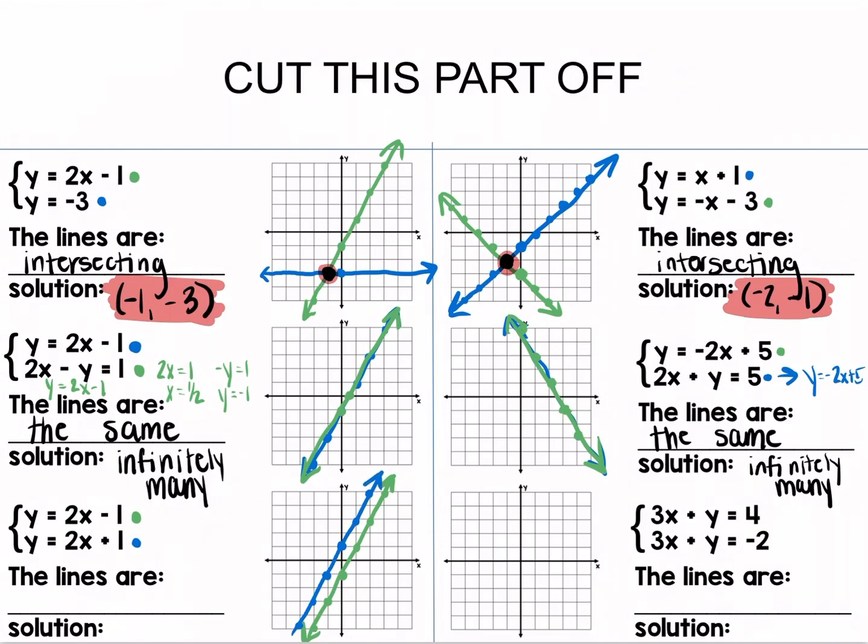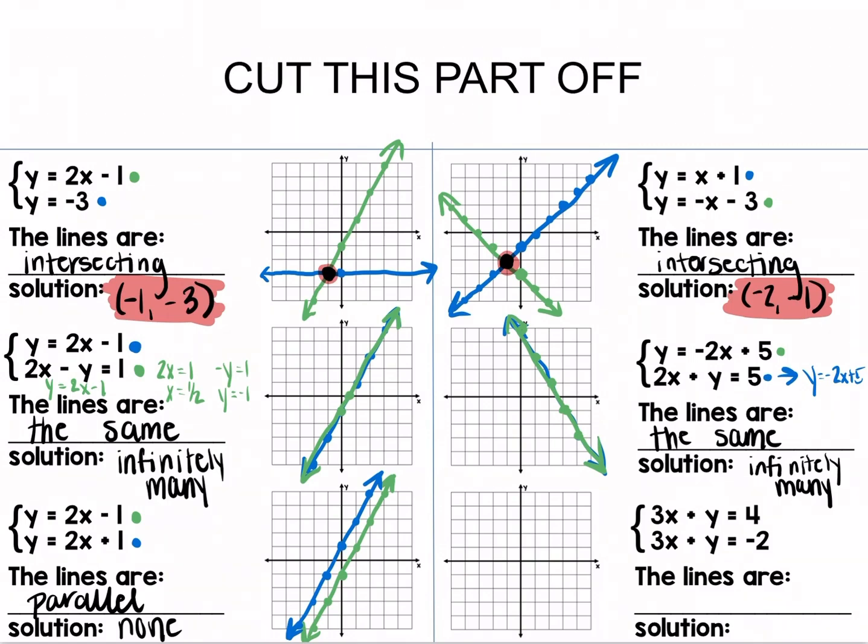And if you notice, these lines are parallel, so they are never going to touch. They are never going to intersect. And if they never intersect, that means that there is no solution. So there is no solution. There's none. They can't have a solution if they never intersect.